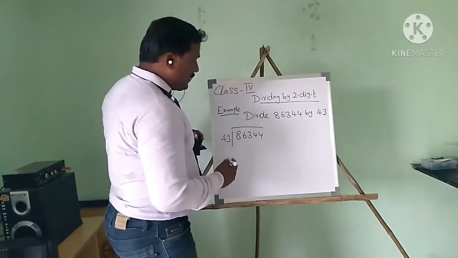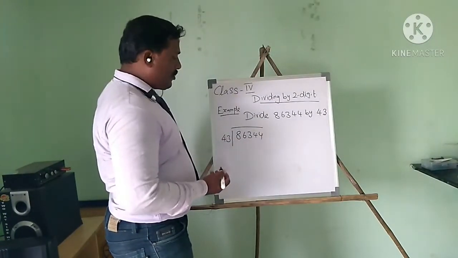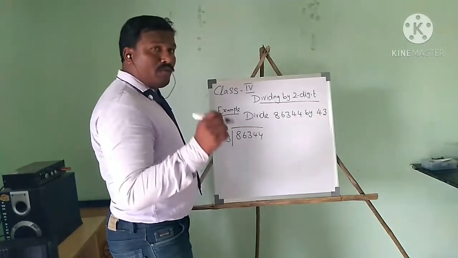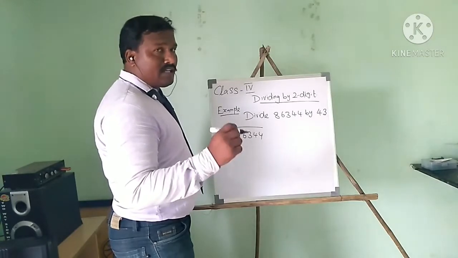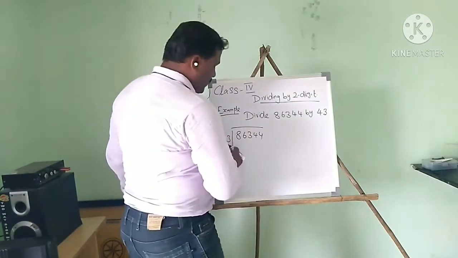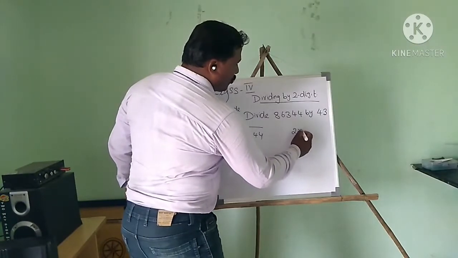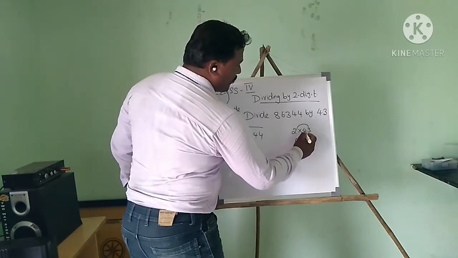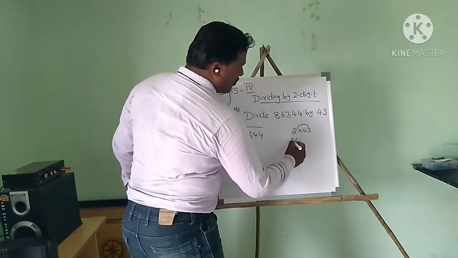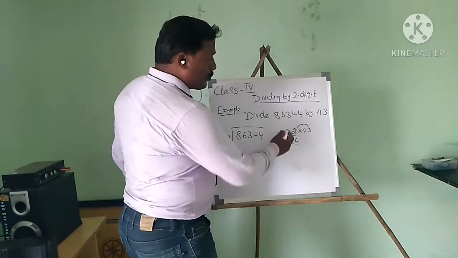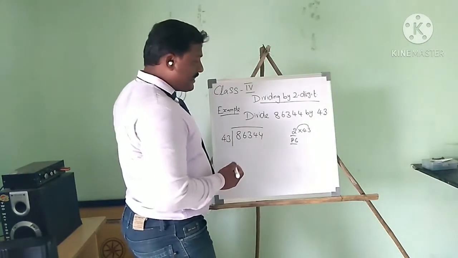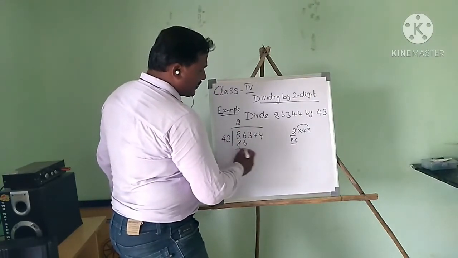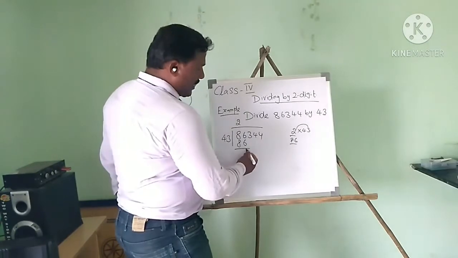I have taken 2 digits, so 86. First I want to find out the 43 table, which I don't know. So simply, as I told you, if you know multiplication, you can use multiplication. So first I will take 2 times. 2 into 43. 2 3s are 6. Then 2 4s are 8. 86. So 2 43s is equal to 86. So if you subtract 86, you get 0.